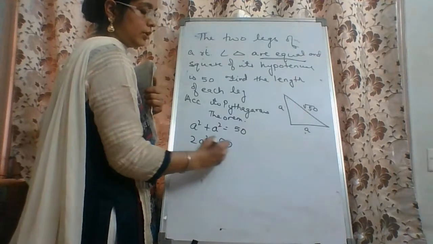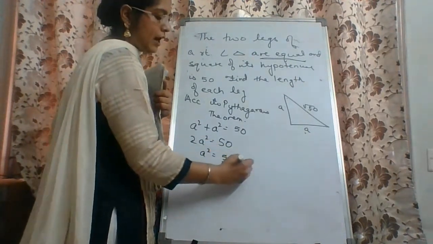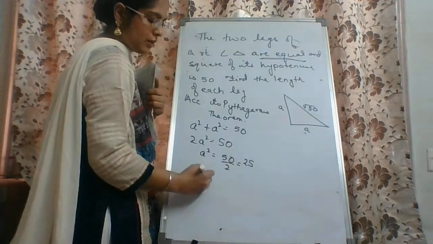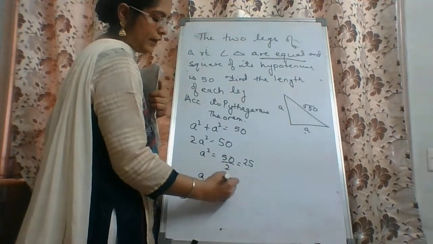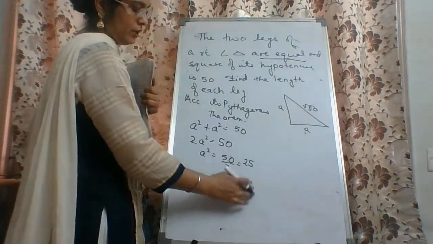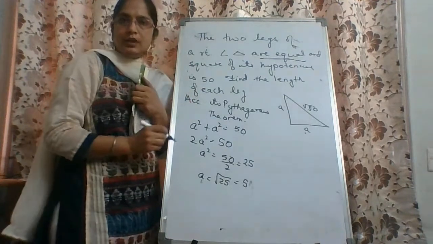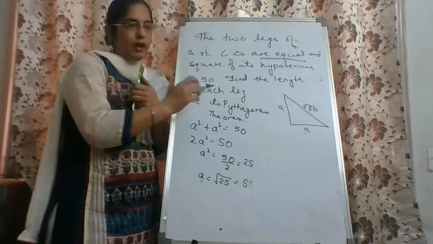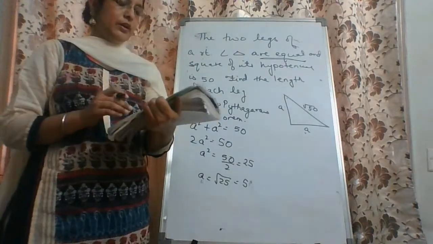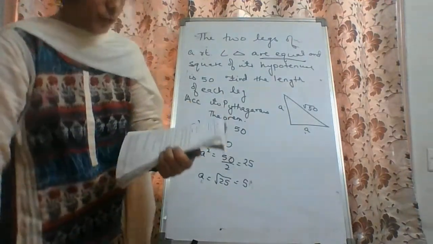a square is equal to 50 upon 2. That comes as 25. Now a is equal to root of 25, that is equal to 5. The unit is not mentioned. So the length of each leg of the right angle triangle here is 5 units, whatever the unit is. Now, let us do one more question.